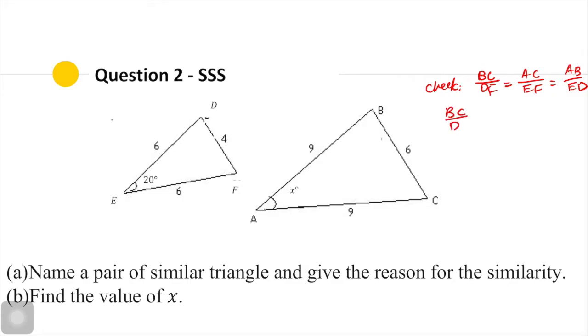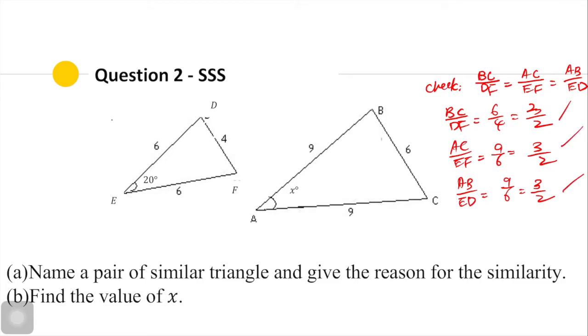So BC over DF is equal to 6 over 4, which divided by 2 is 3 over 2. And AC over EF is 9 over 6, which again is 3 over 2. AB over ED is also 9 over 6, again 3 over 2. So all these ratios are consistent, they are similar, and therefore by SSS, triangle ABC is similar to triangle EDF. So find the value of X. So X is equal to 20. Since they are similar, the corresponding angles should be equal.